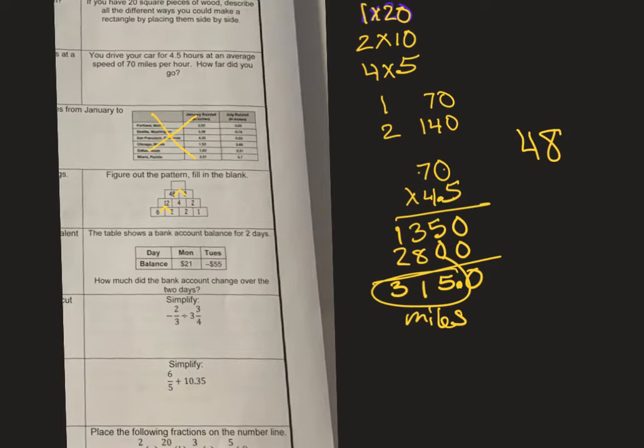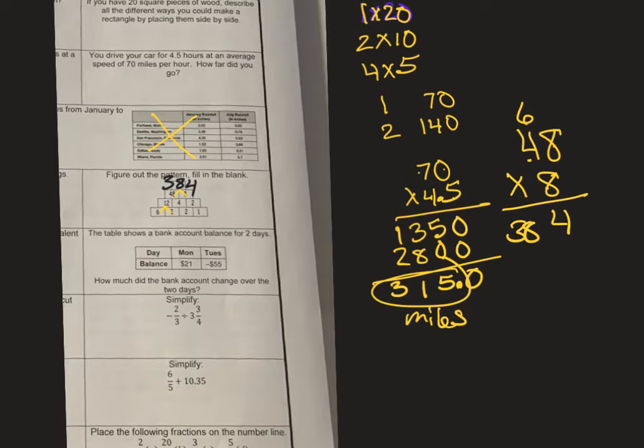So 48 times 8 is 64. Carry your 6. 8 times 4 is 32. Plus 6 gives us 38. So in this box, you should have written 384, right?